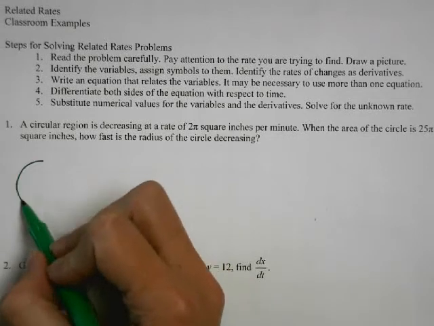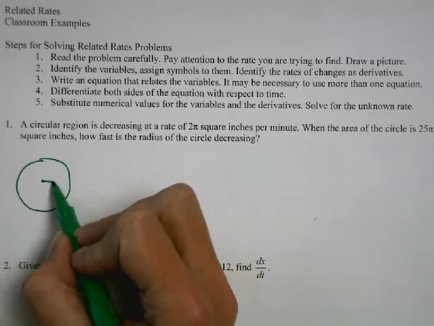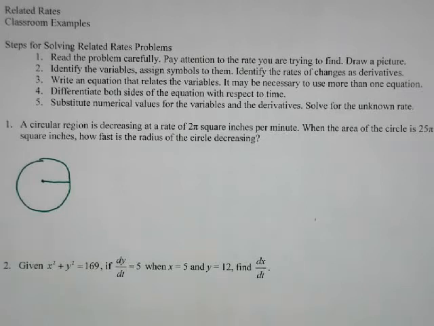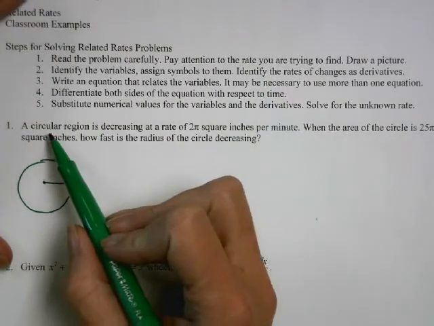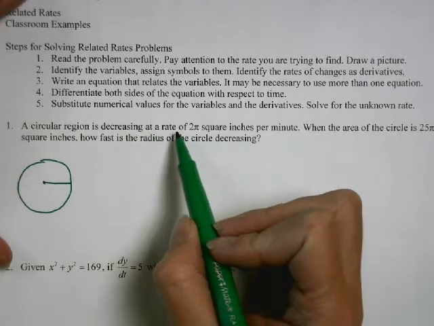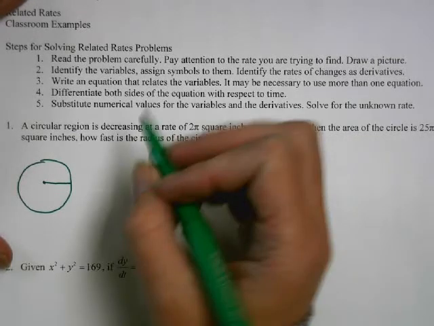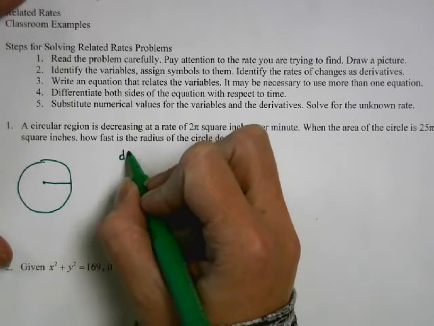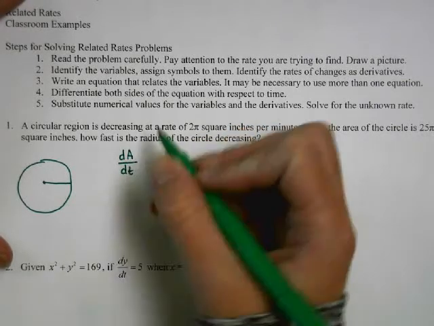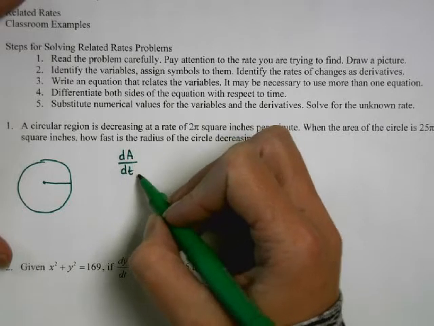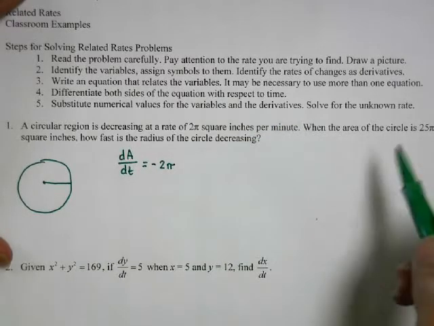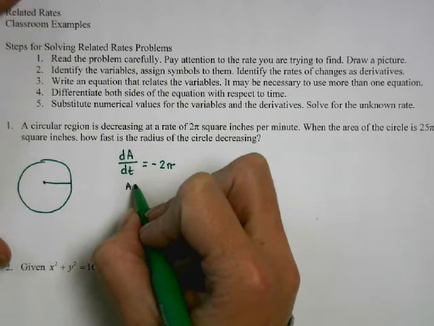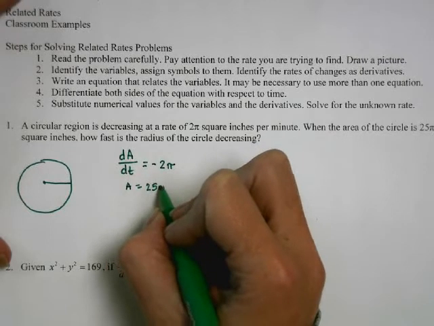So we have a circle, and its area is decreasing, which will then result in the radius decreasing. So first thing I'm going to do is identify what I have. It says the circular area is decreasing at a rate of 2 pi square inches. So we're going to call this dA/dt. The rate of the area with respect to time is decreasing, so we'll make that a negative 2 pi. The area of our circle is going to be 25 pi.